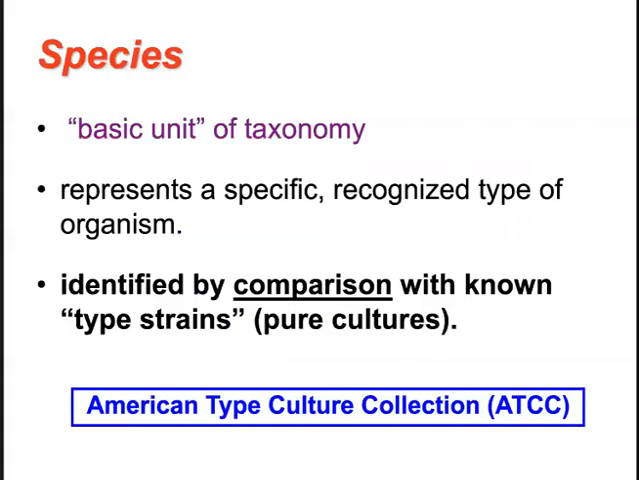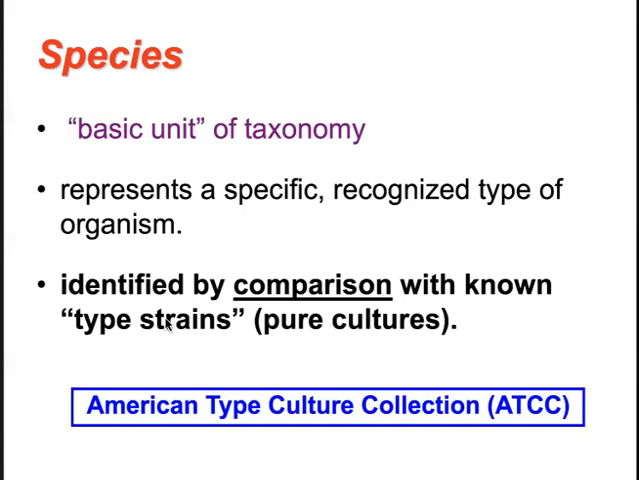So species is technically the basic unit of taxonomy. It is that specific name that would identify one particular bacteria from a group of similar organisms. In terms of names, this would be equivalent to our given names. So there would be many Tagos, but there would only be one Tiny. So that would be species, and it would represent a specific recognized type of organism.